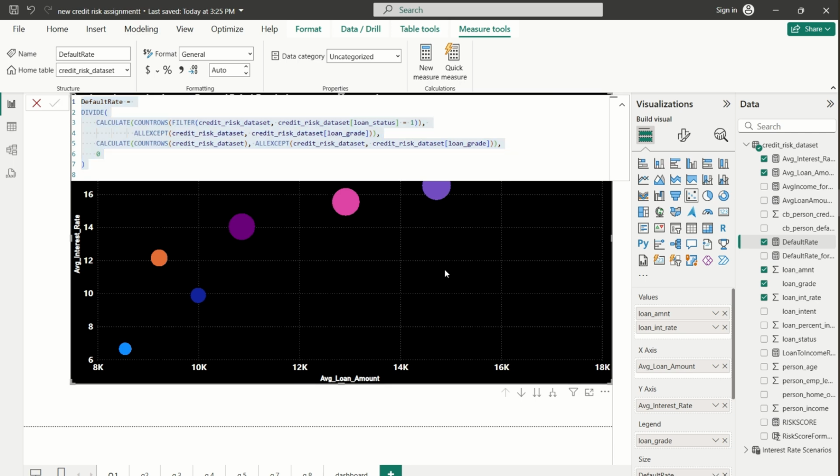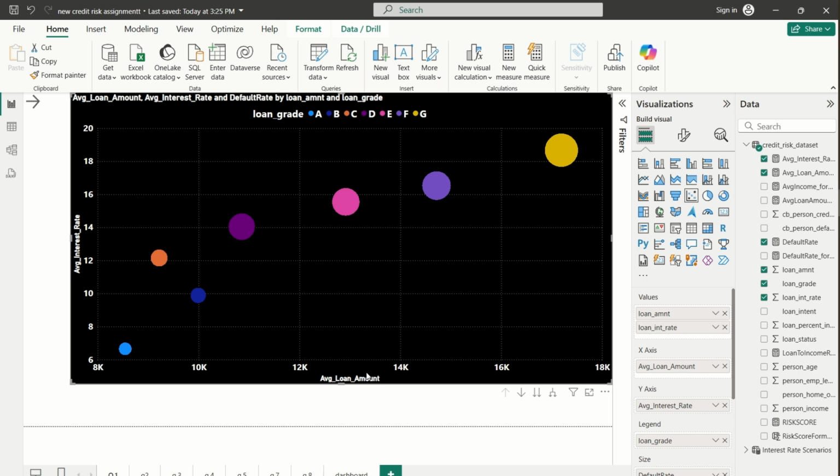This is the scatter chart. On the x-axis, I have added average loan amount, and on the y-axis, I have added average interest rate. These are the DAX measures which we created, and in the legend, I have added loan grade. Also, you can see there are different sizes of bubble. Each size represents default rate. Smaller size means less default rate, larger size means more default rate.